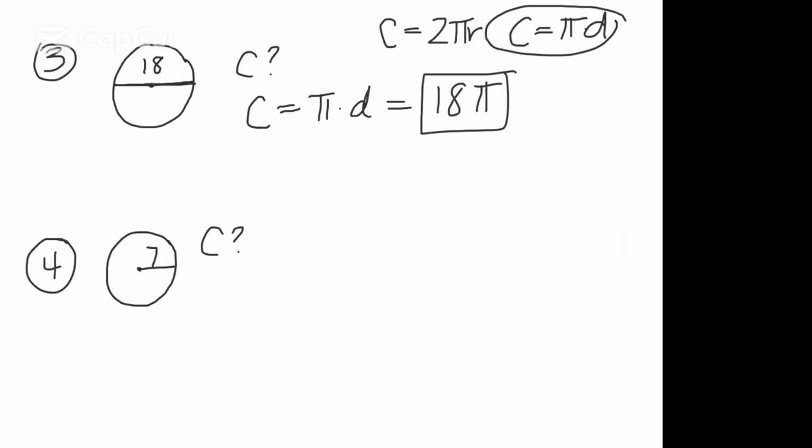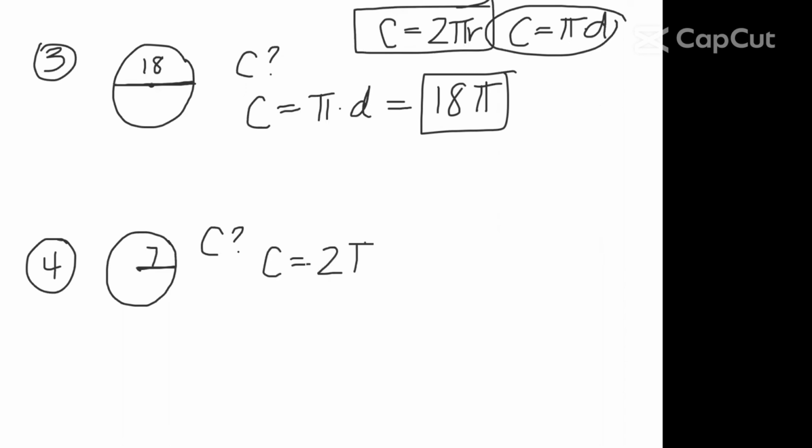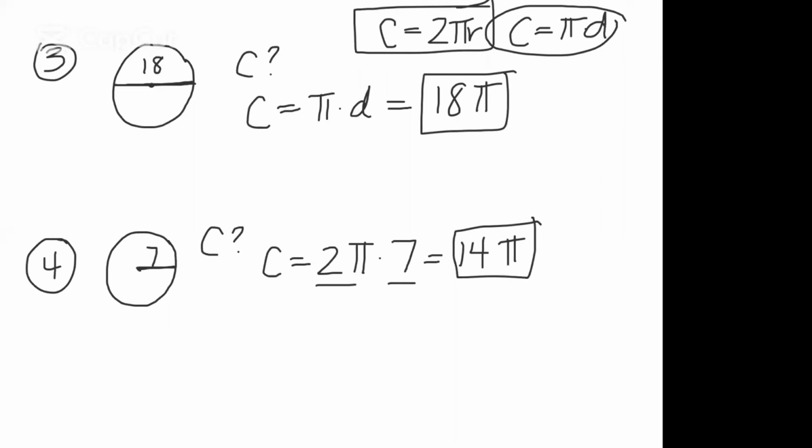Okay, good. Second one gives me a radius, which means I'm going to use this equation here. Circumference equals 2 times pi times the radius, which is 7. 2 times 7 gives me 14 pi. Yay, excellent. You passed. It looks like you guys did really good this time around. Excellent job.